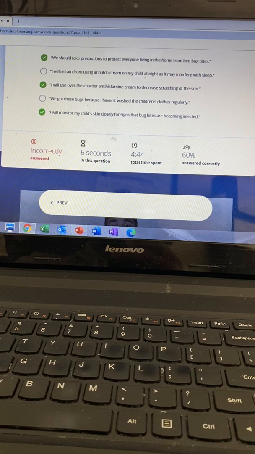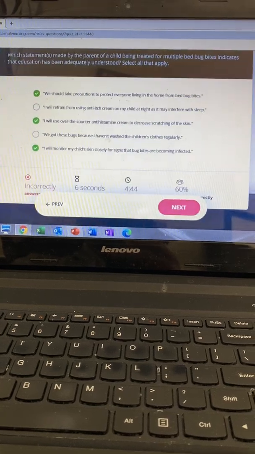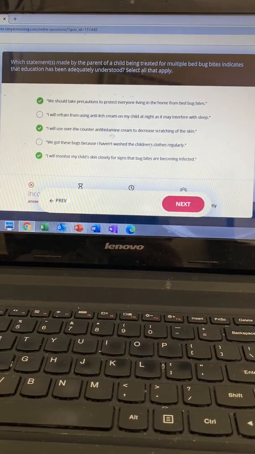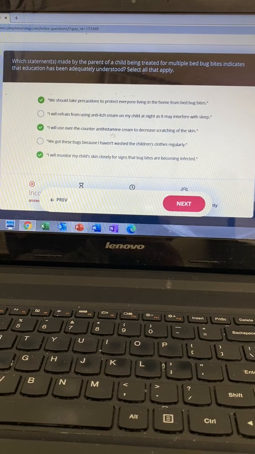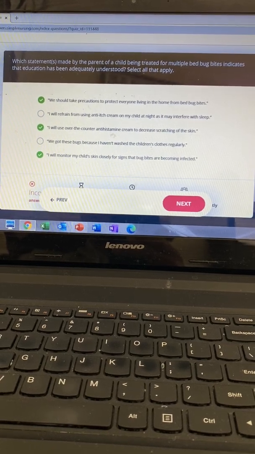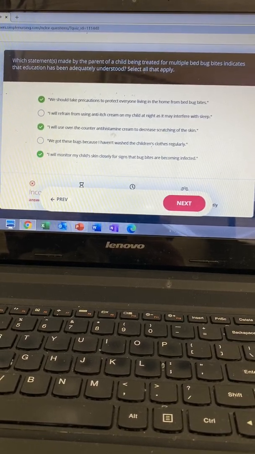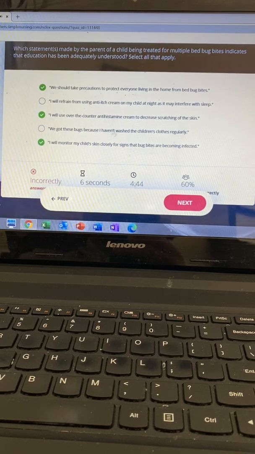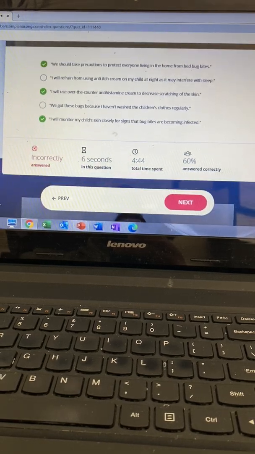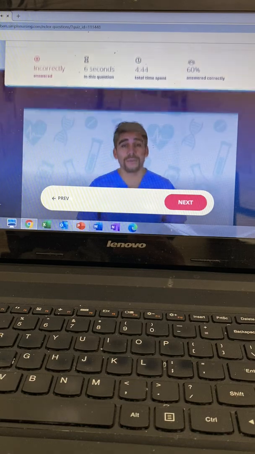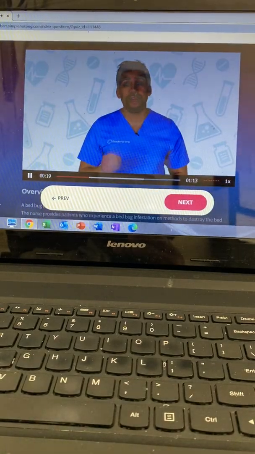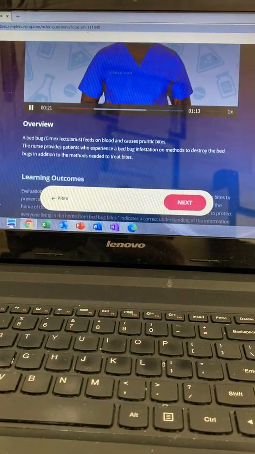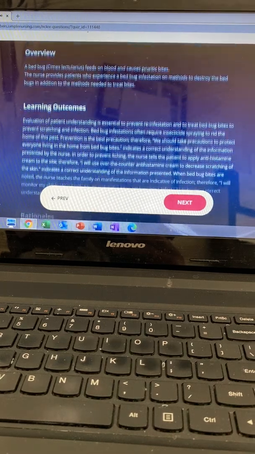Now, using our 3 steps, let's break this down. Now, this question is asking for correct statements by a parent for the key problem, child being treated for multiple bed bugs, guys. So, biggest thing we're thinking here is itchy, contagious, and cleaning the bed. So, solutions we're looking for are statements that reflect parent understanding of the proper treatment. So, option number 1 is correct.